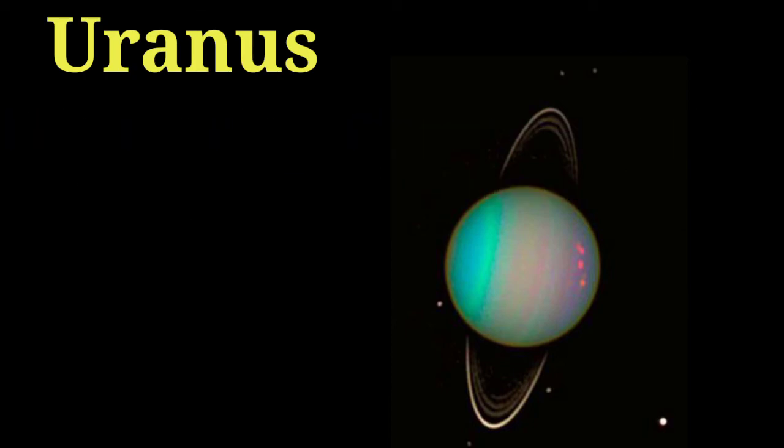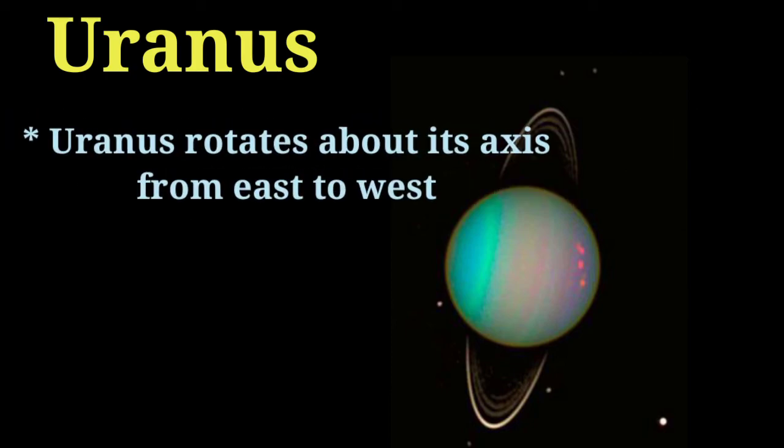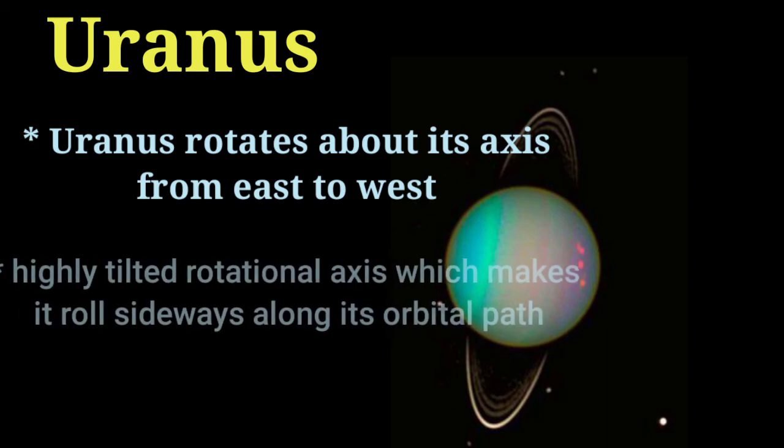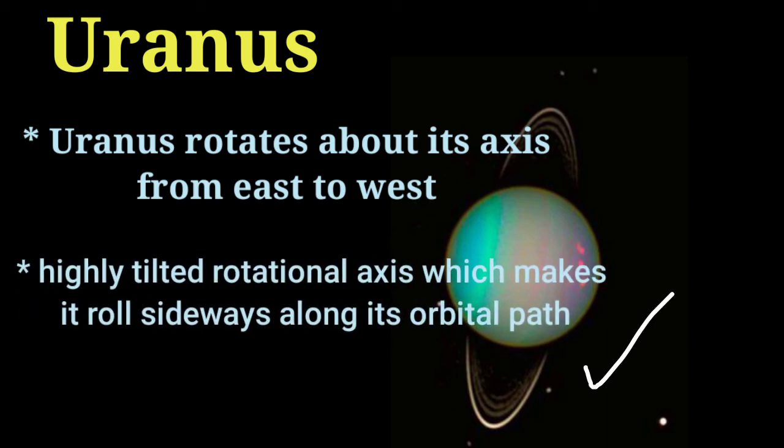Special features. Just like Venus, Uranus rotates about its axis from east to west. It has a highly tilted rotational axis, which makes it roll sideways along its orbital path. Therefore, instead of the equator, its pole faces the Sun.